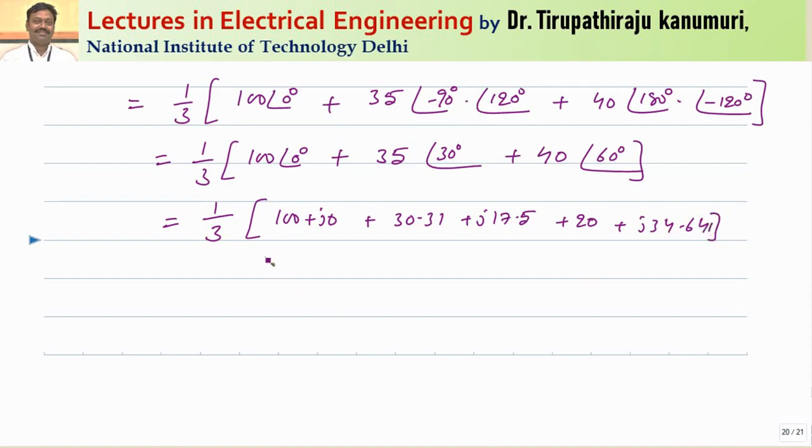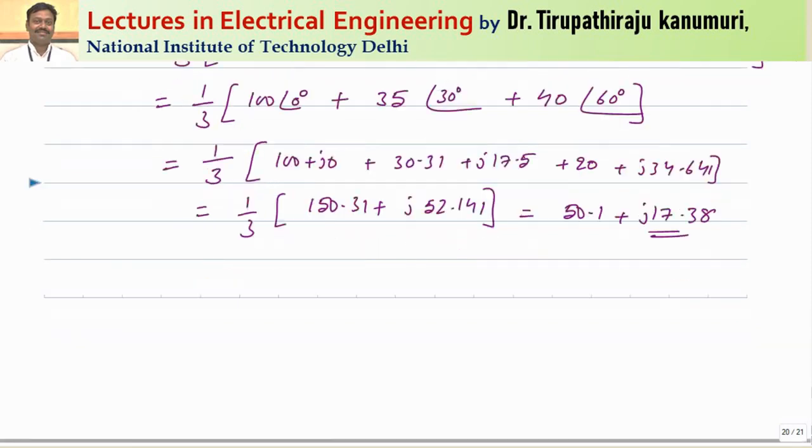34.641. So this will become 1 by 3 times of all the real components we have to add up. This will become 150.31 plus j 52.141. All imaginary components are added. So this will become equal to 50.1 plus j 17.38. So we got the value of VA.